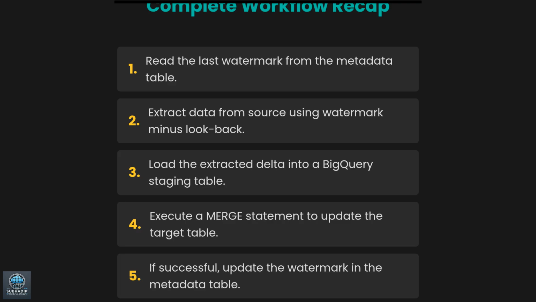So to recap the entire workflow, we start by reading the last successful watermark. We use that watermark, adjusted by a lookback window, to extract new and changed data. This data is loaded into a staging table. We then execute a merge statement to upsert the data into our final destination. And finally, we update the watermark to prepare for the next run.